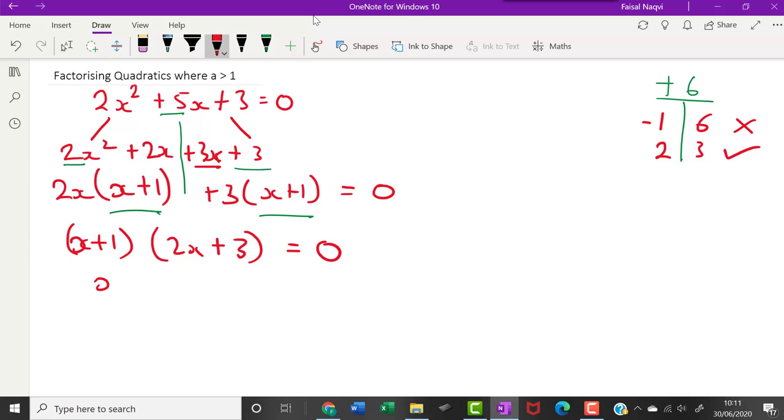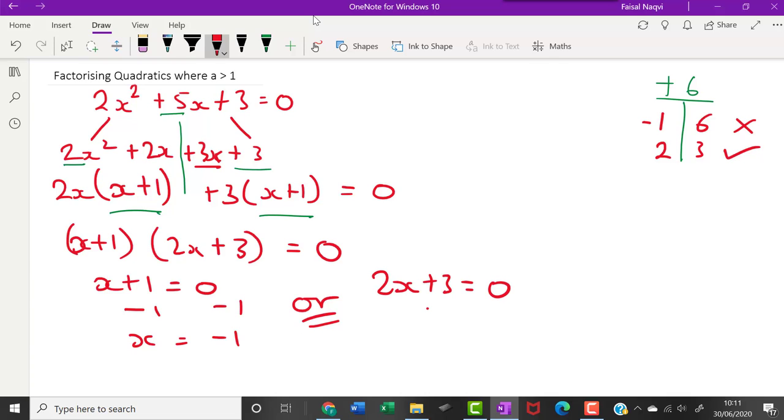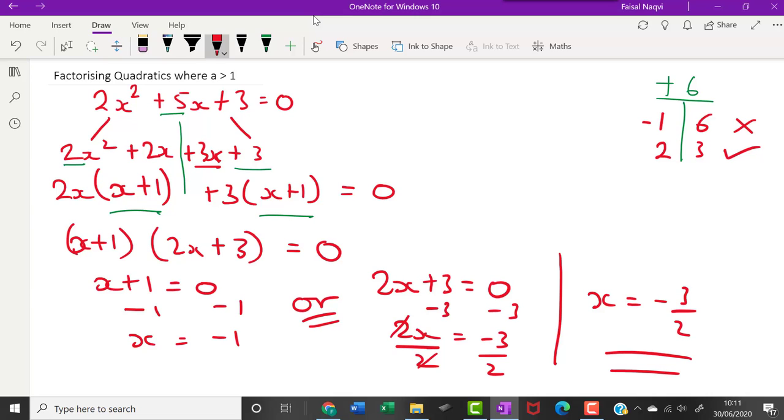If I take the first bracket, x plus 1 equals 0. To find x on its own, I get rid of the plus 1. So x equals minus 1. Or I take the other bracket, 2x plus 3 equals 0. Get rid of the 3 first. So 2x equals minus 3. Now to get rid of the 2, I divide both sides by 2. The 2's cancel out. So I've got x equals minus 3 over 2. Those are my two solutions for my quadratic.